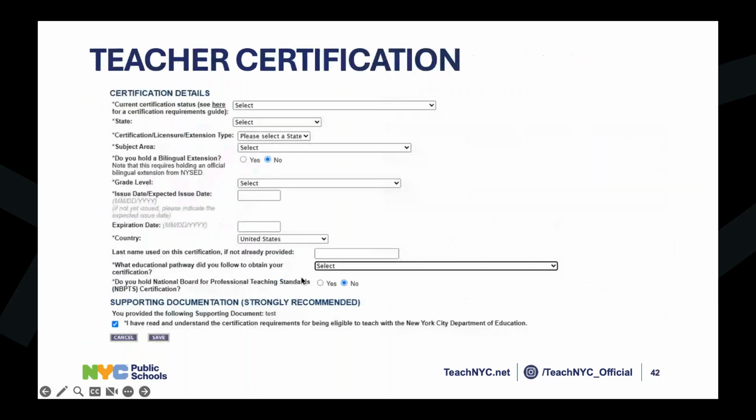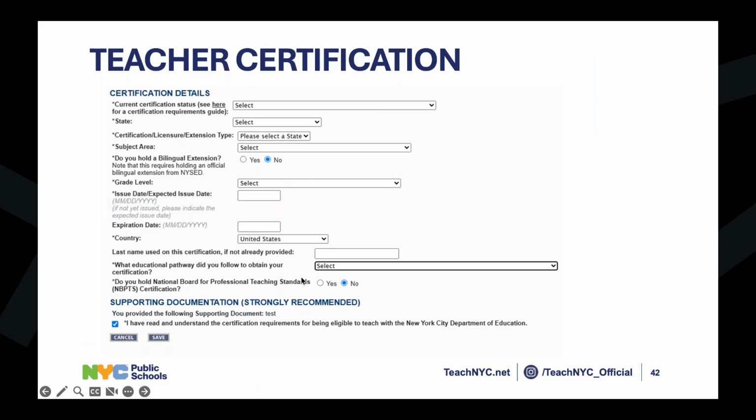For each certification or extension that you hold, you'll be asked to input the following information: certification status, such as when your certification was issued, requirements completed but certification not yet issued by New York State Education Department, whether you were certified in another state, etc. Also, the certification type, the subject area, the grade level, certification issue date or expected issue date, and your educational pathway to certification.